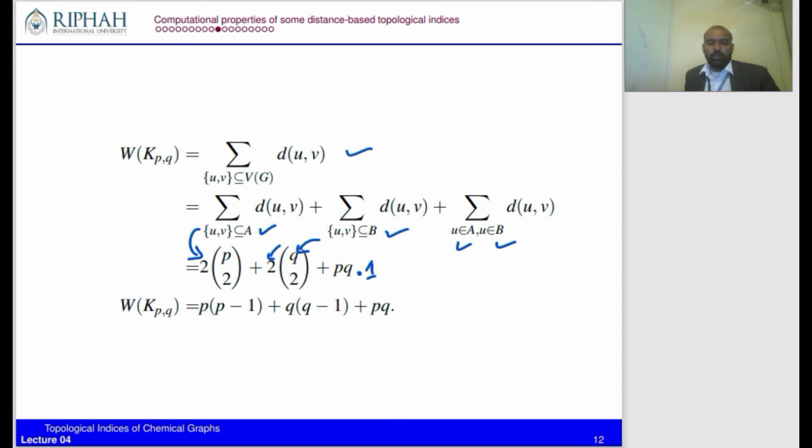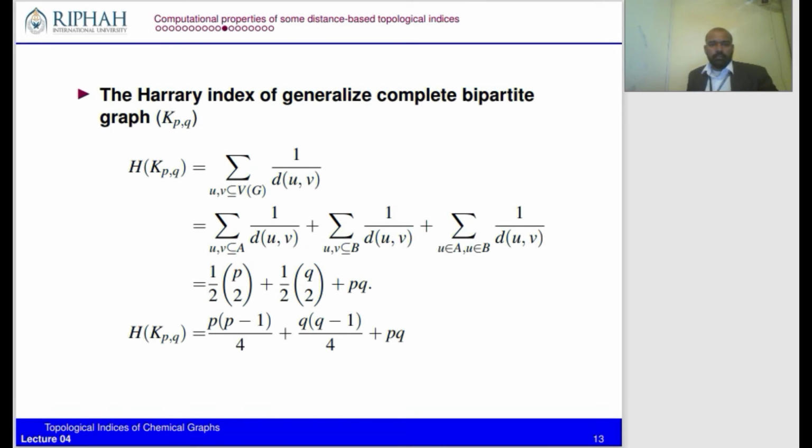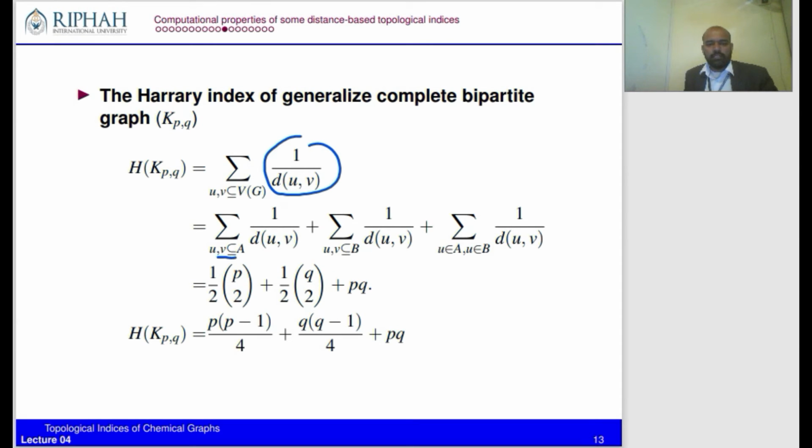You can take some examples for better understanding. Now we move to another topological index, which is the Harary index of a complete bipartite graph. This is again an easy exercise. Here we have the reciprocal of distance, the rest of the things are the same: set A, set B, one vertex from A, one vertex from B. The only change is that for distance 2 the term is 1 over 2, and after some simplification we get the result for the Harary index. This is quite an easy exercise.